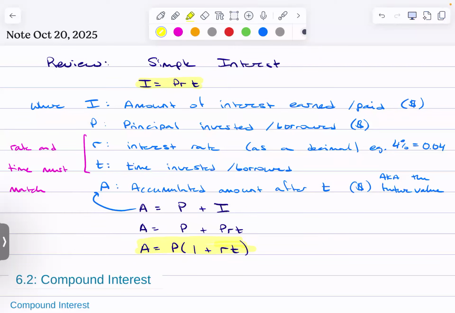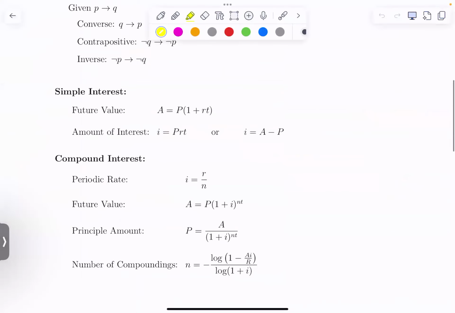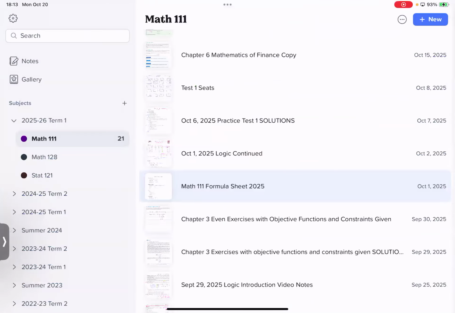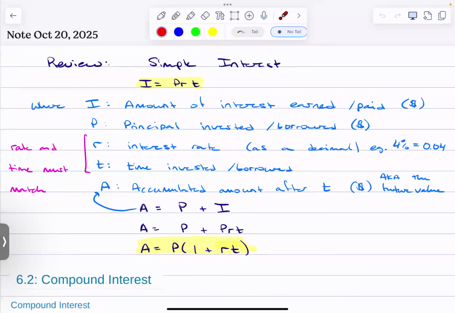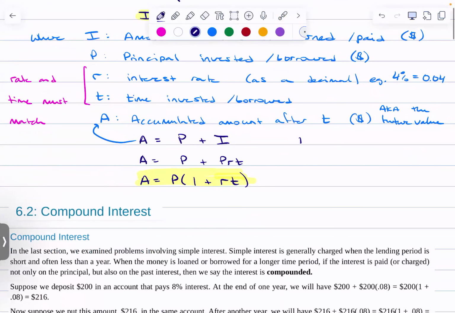Let's see, where's the formula sheet? Oh, that's right. This should be capital I and capital I, but I do have the A minus P on there, which is a version of it. I do have the future value on there. I'll say that I is equal to A minus P, and I'll highlight that because that's on your formula sheet.